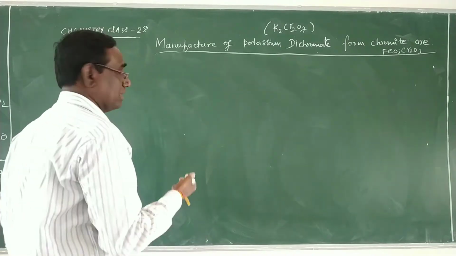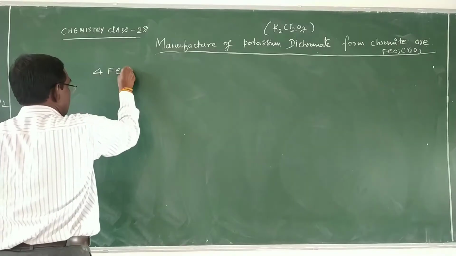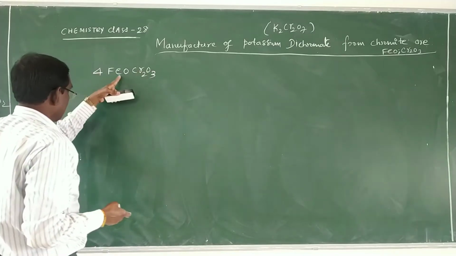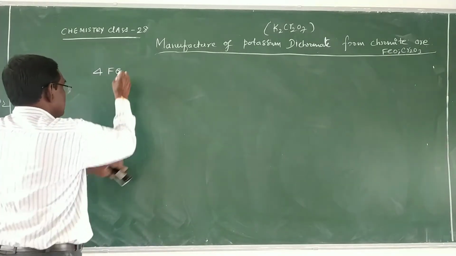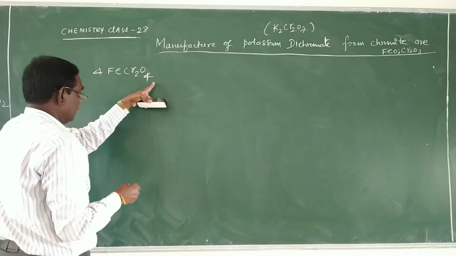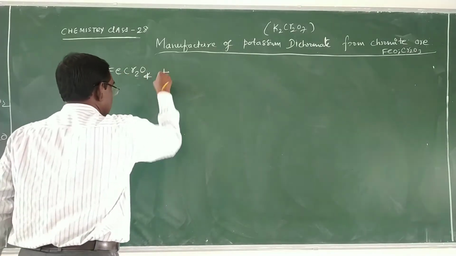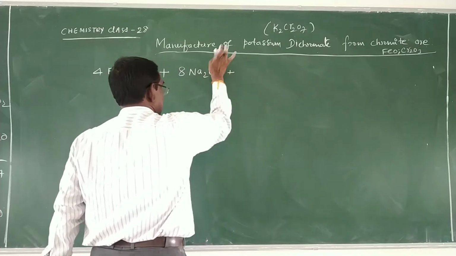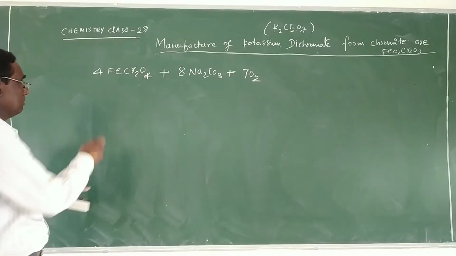Which one? Sodium carbonate. What is the formula for sodium carbonate? Na2CO3. Here we have 4FeO·Cr2O3, which is the chromite ore, or we can write it as 4FeCr2O4. This chromite ore is fused with sodium carbonate, that is 8Na2CO3, and it is heated in excess of air, that is 7O2. That means here this is chromite ore.